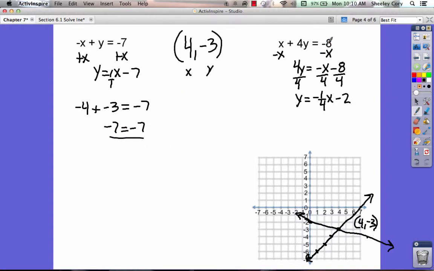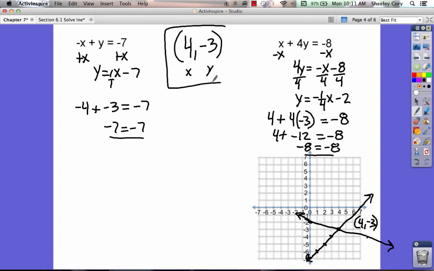Now let's take this and plug it into the other equation. If it works, we know it's a solution for both. So 4 goes in for x and negative 3 goes in for y, so it's 4 plus 4 times negative 3 equals negative 8. 4 times negative 3 is negative 12, and 4 plus negative 12 is negative 8. So yes, that works for that one too. So this is the solution for our system of equations. You just put each in slope-intercept form, graph them both, and wherever they intersect is the solution.